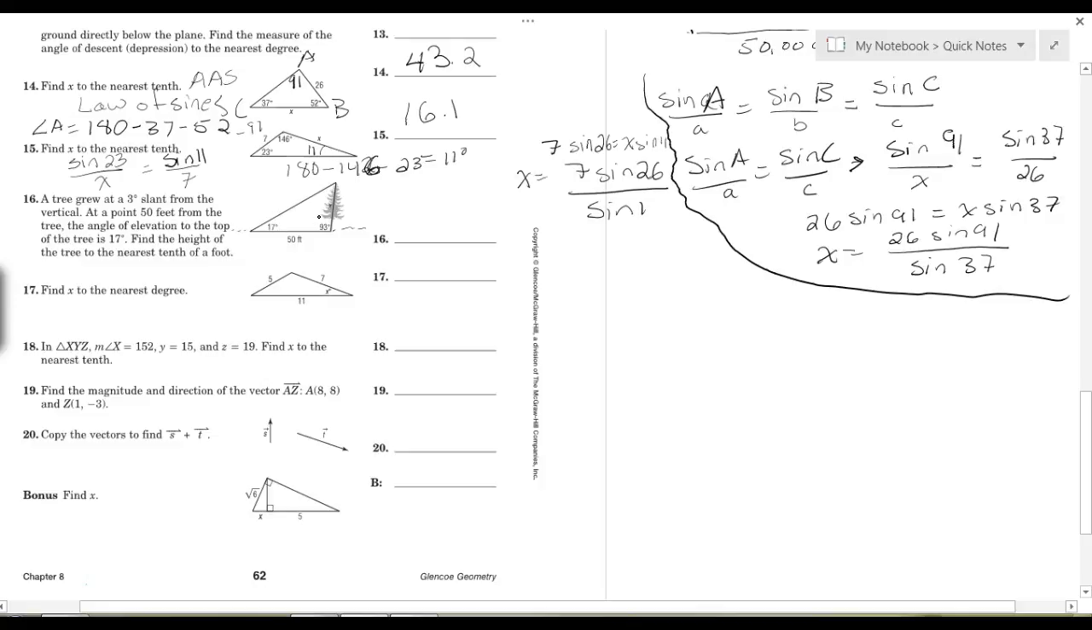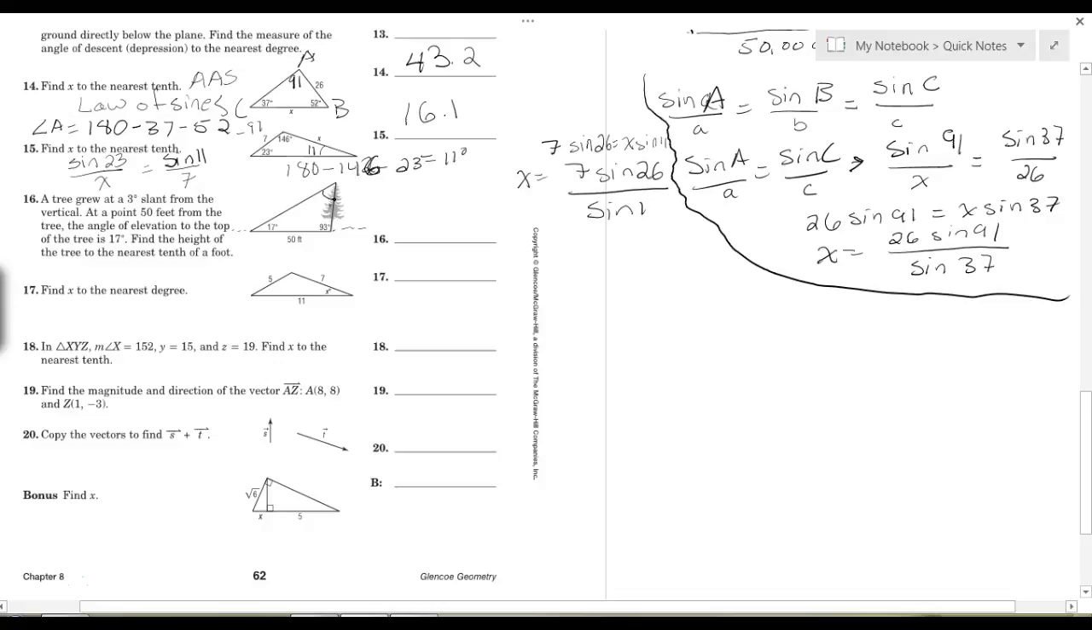Now it says find the height of the tree, which they've already labeled for us as x. So we don't have a right triangle. We cannot use SOHCAHTOA. But again, we have angle, angle, side, which means we can use the law of sines. We have x is across from our 17-degree angle. And we don't have anything across from our 93-degree angle, but we do have this 50.